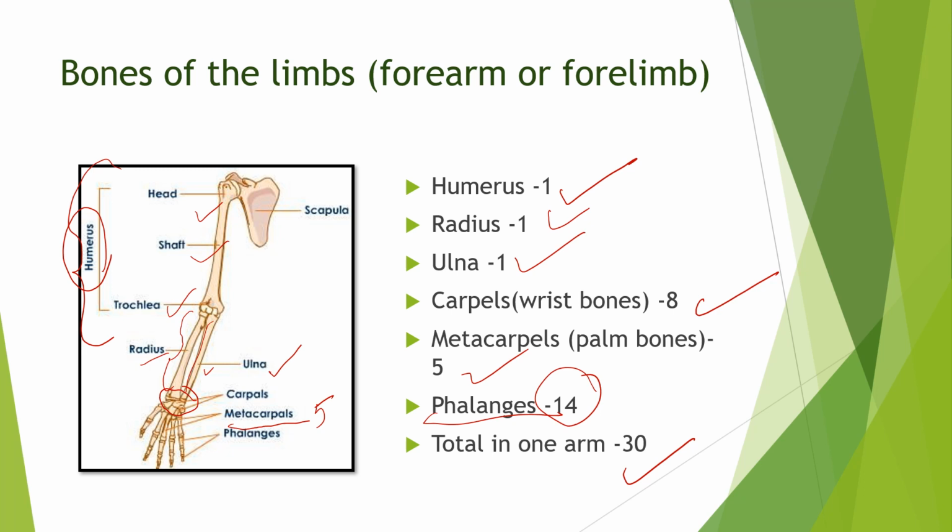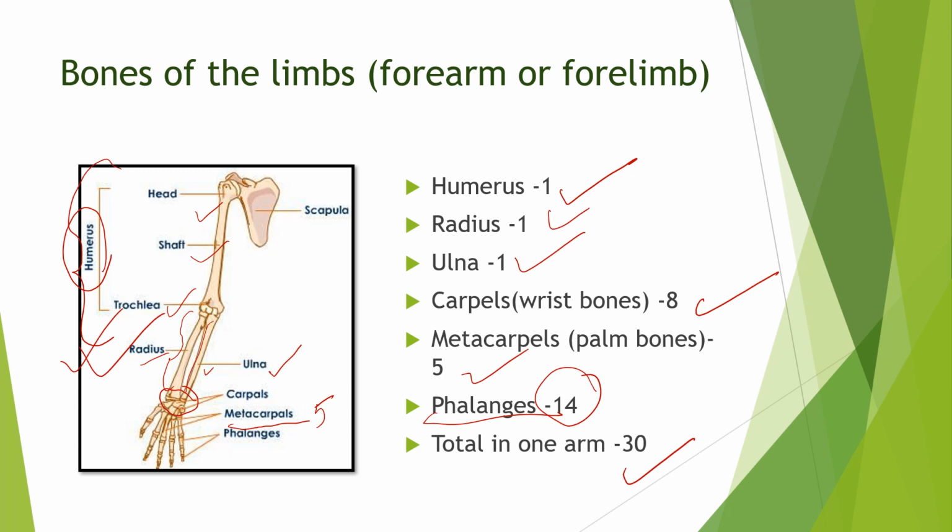So first comes the humerus 1, radius 1, ulna 1, carpals or the wrist bones 8, metacarpals 5, phalanges 14, and the total in one arm is 30. So this is all about the forearm, one forearm. So is it clear to everyone? I think I have done it in a very short and systematic way so that it is clear to you. And please learn this diagram with labeling, then only you will understand and remember.